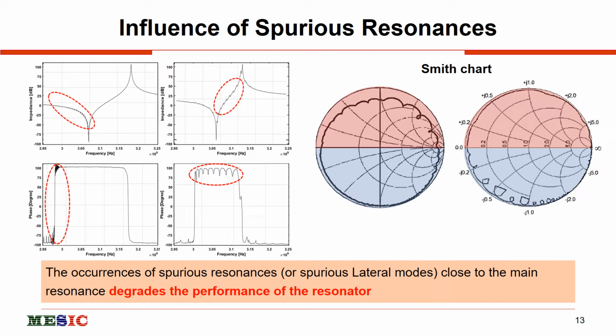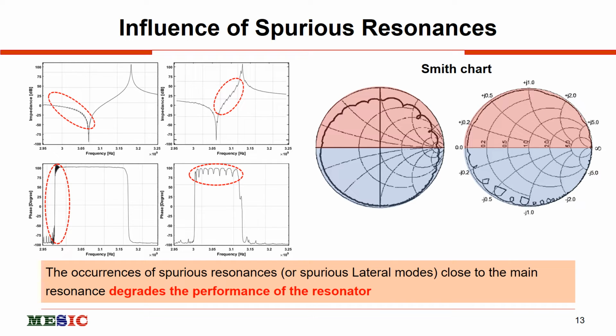So when we see an unoptimized design, we can say from the graphical representation of the impedance that we have this kind of noise between the filter, which is called spurious resonances, and it can also be seen in the Smith chart. So the occurrence of spurious resonances obviously degrades the performance of the resonator.